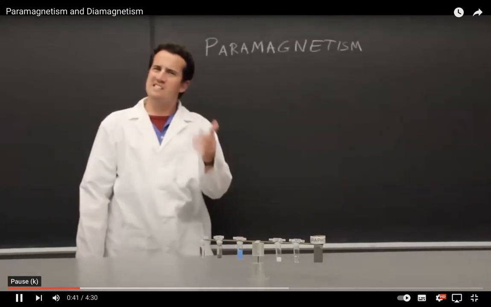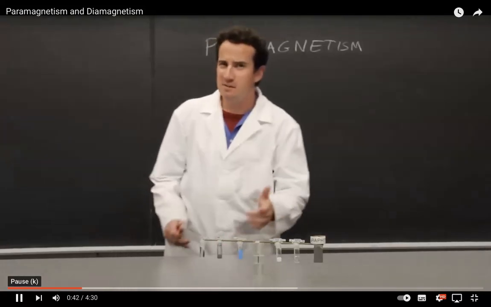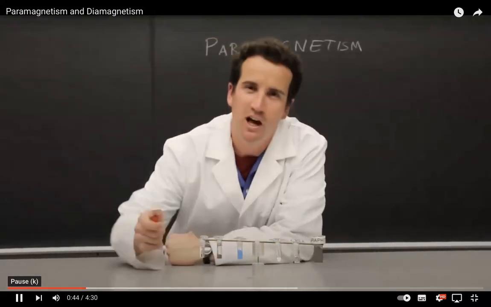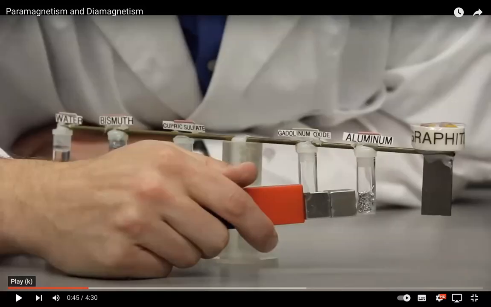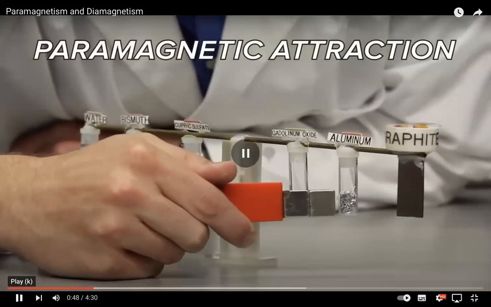Now, next we will see paramagnetism. Paramagnetism and ferromagnetism are similar to each other, except that paramagnetism is a weaker magnetism and ferromagnetism is a stronger magnetism. Look at the way aluminum responds to the magnetic substance. It is getting attracted, so aluminum is a paramagnetic substance.